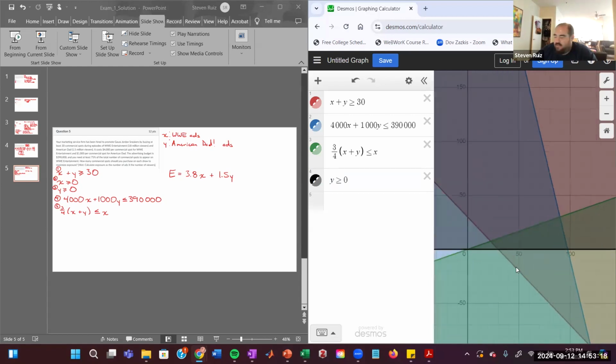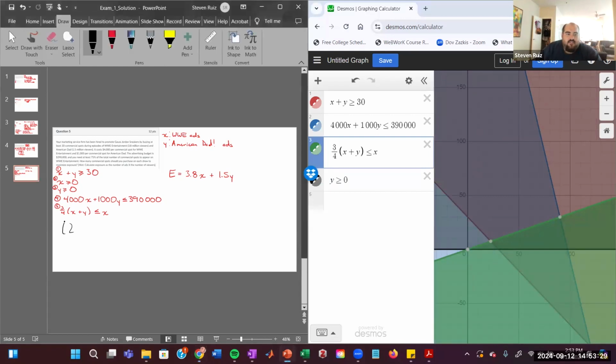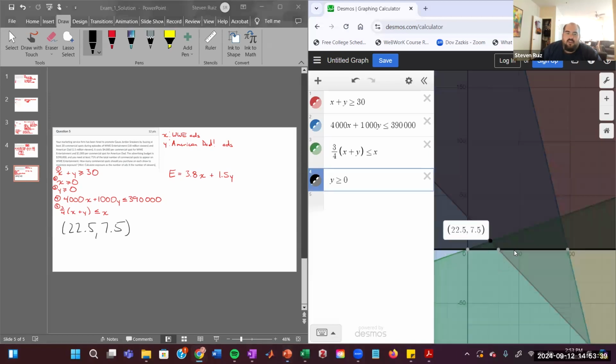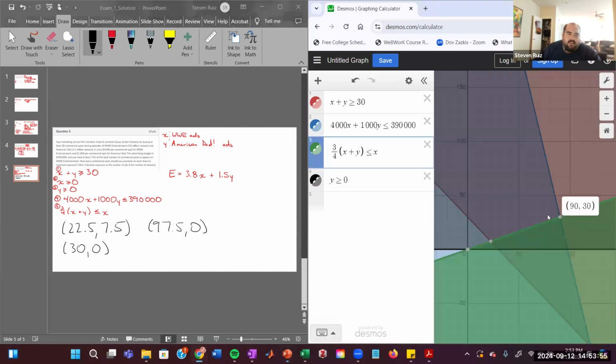So now what can we do with it? Now let's look at the corner points, the vertices. So let's write those down. First one is 22.5, 7.5. Next one is 30, 0. Next one is 97.5, 0. And finally, 90, 30.